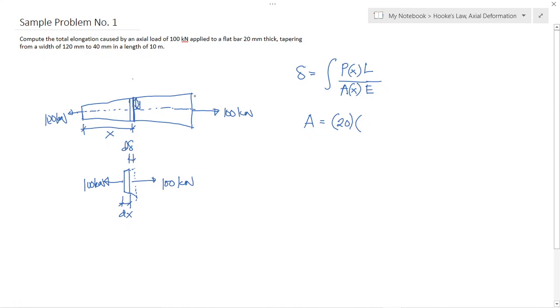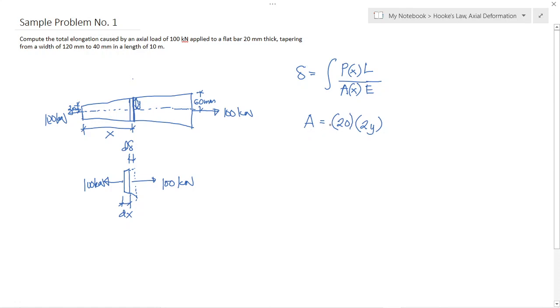And then, obviously, the width varies from 120 to 40 mm. So, this half is 60 mm. And then, on the other side, the half is 20. So, this will be equivalent to 20 mm. Okay. So, meaning, the cross-sectional area is 20, the thickness, multiplied by 2y, because this is the total width. Then, multiplied by the thickness, that is the cross-sectional area. It is a rectangular cross-section.